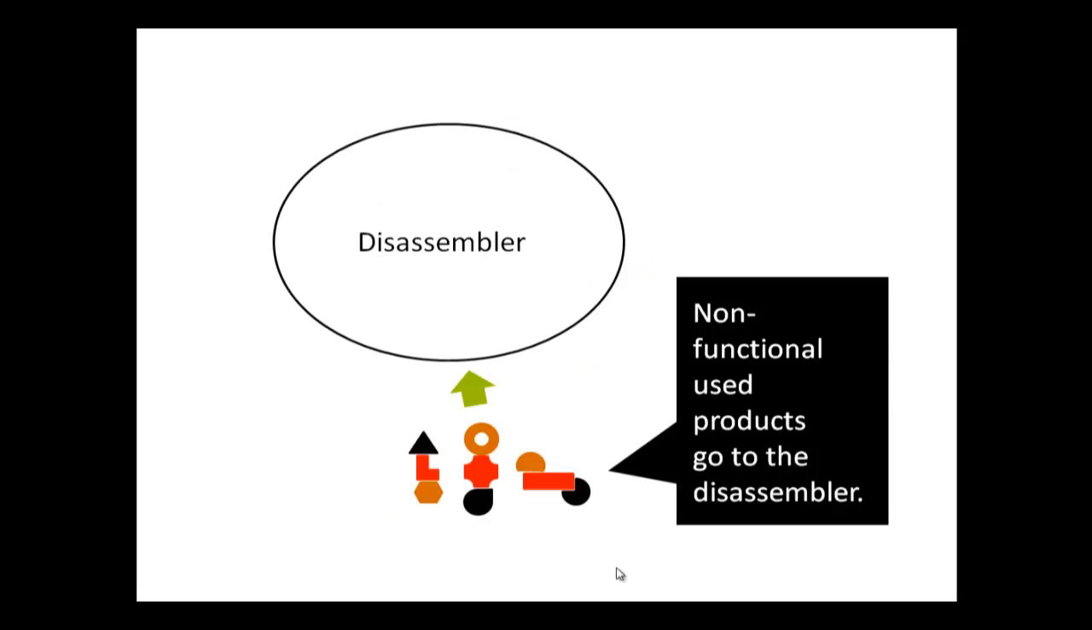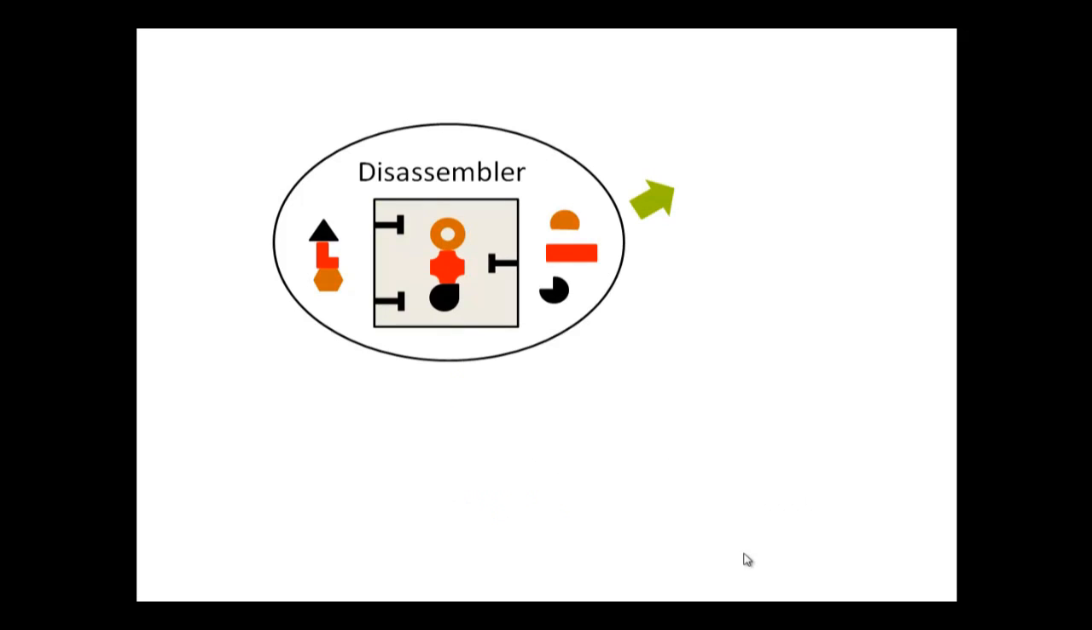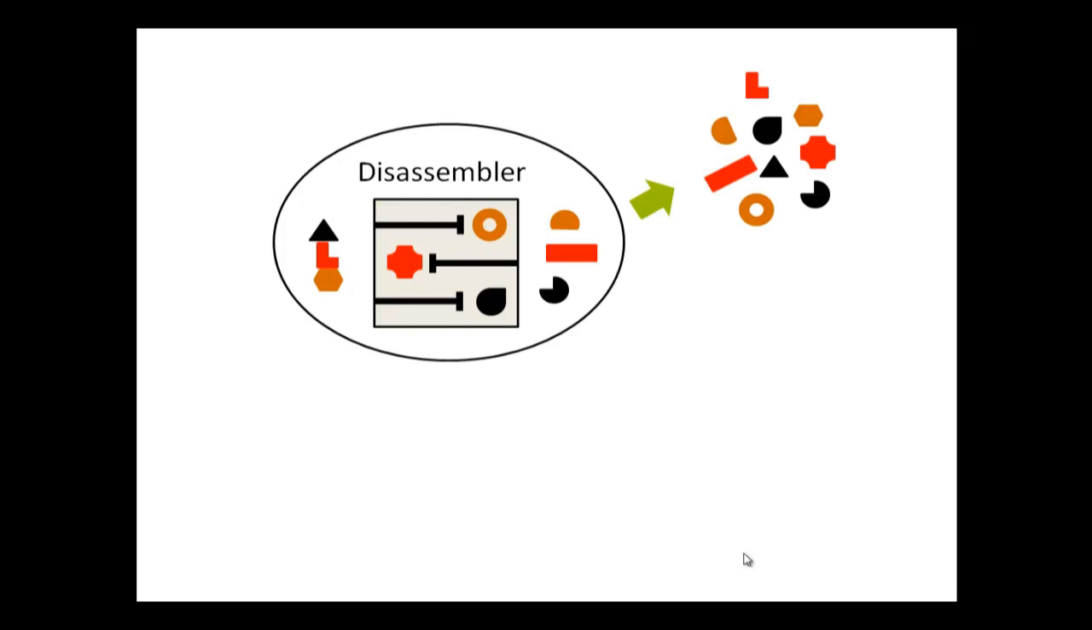So use your imagination a little bit here. These are the products here, the non-functional used products that are about to go to the disassembler. And by used products, we mean cars, trucks, airplanes, furniture, and everything. Next, the products arrive at the disassembler. They go through a disassembly process that was identified by the product designer, and out come the parts.